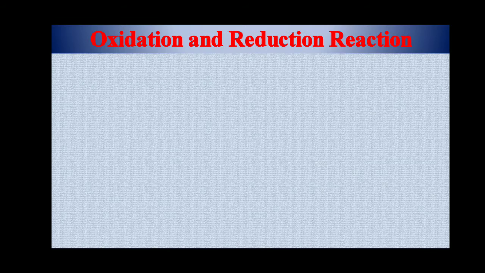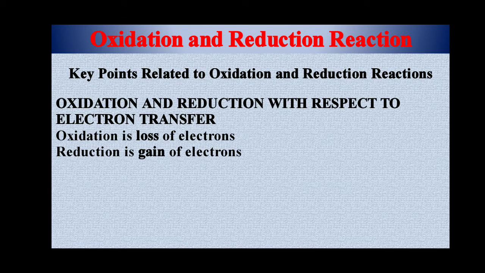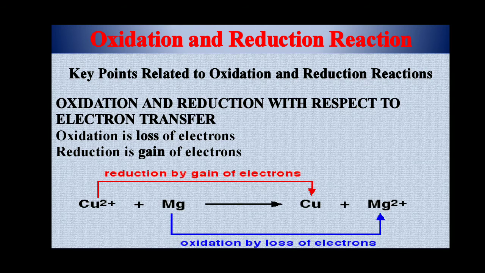Now the next key point, oxidation and reduction with respect to electron transfer. The word OIL RIG, I already explained. RIG, that is reduction is gain, and OIL, that is oxidation is loss. Now, oxidation is loss of electrons and reduction is gain of electrons.